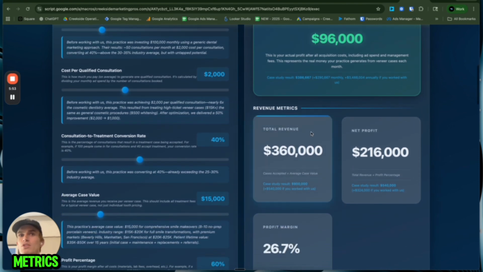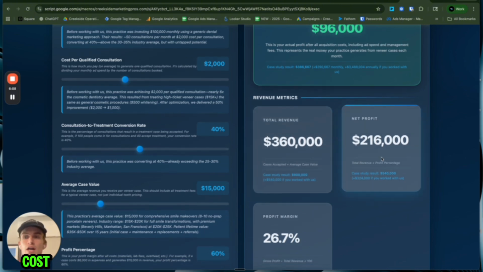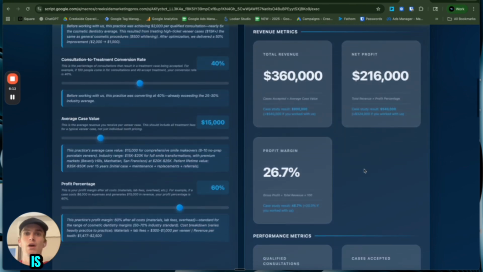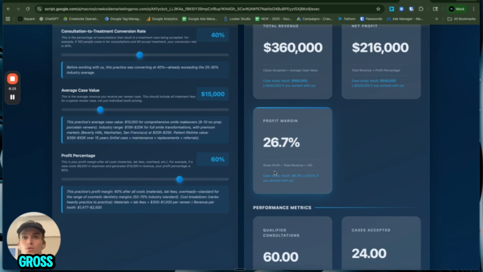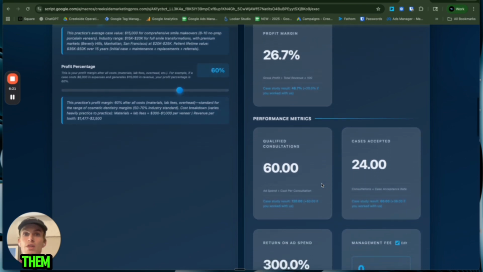Down here, these metrics should be relatively self-explanatory. We also like to explain how much better you could be doing with us based on the results we've gotten for other dental practices in the past. So total revenue, net profit, this is before ad management costs and your actual ad spend. Then your profit margin, this is obviously shown by gross profit divided by total revenue. So most of these metrics do have self-explanatory explanations underneath them.